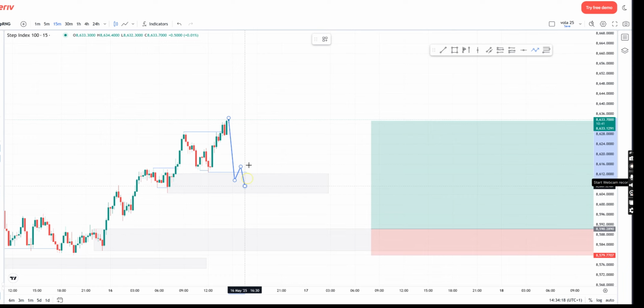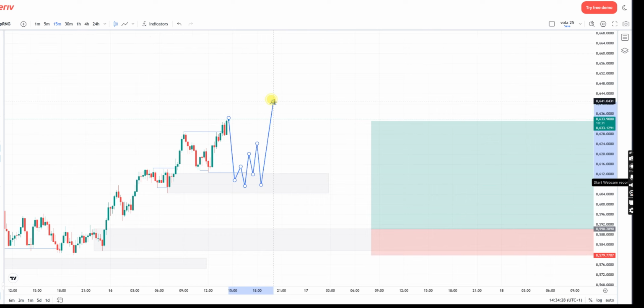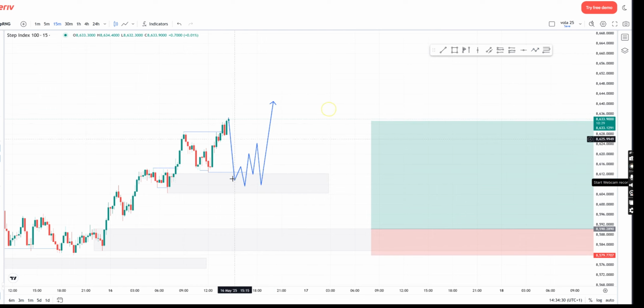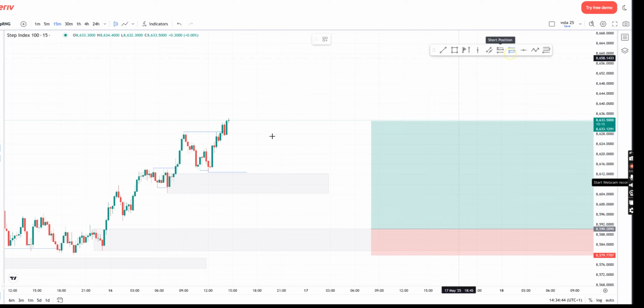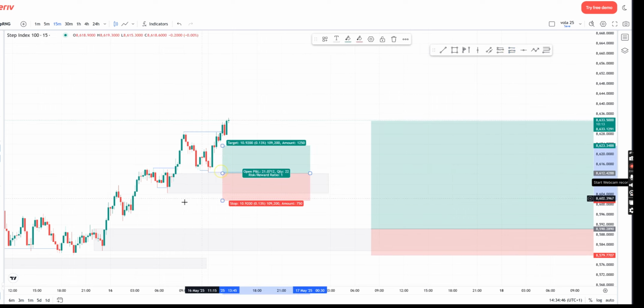Sweep up, structural liquidity, down, then move. So this is what I'll be expecting if the market comes back into this area. Why? Because we are using this as our structural liquidity and this is protected. So here I can take a trade on this. I can boldly take a trade from that point here.